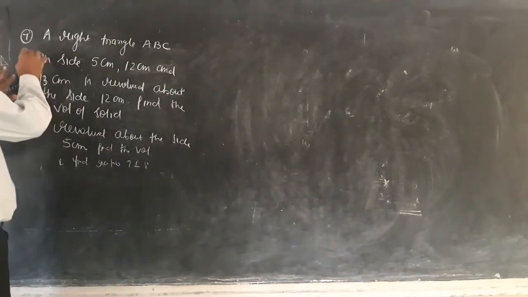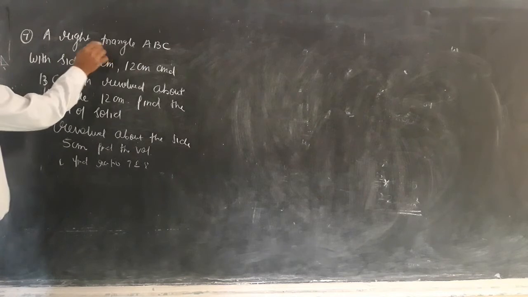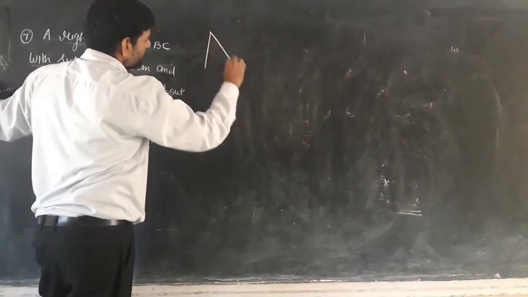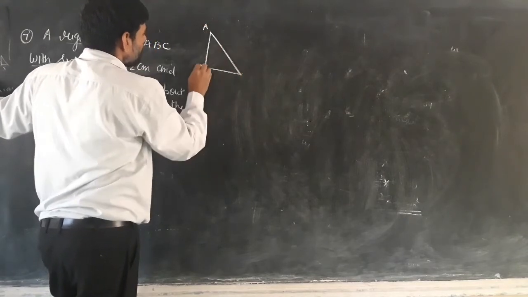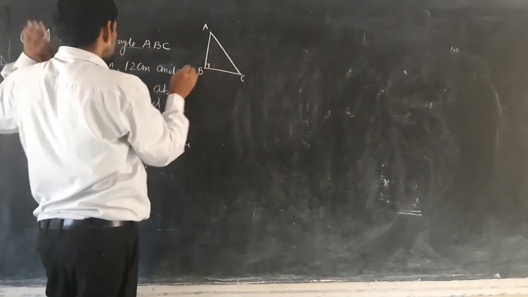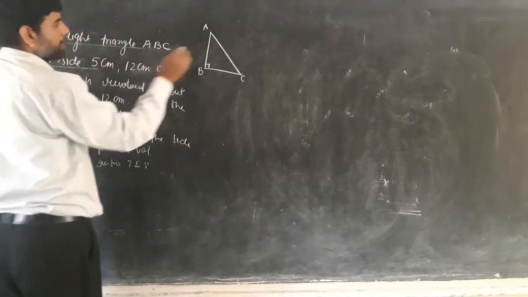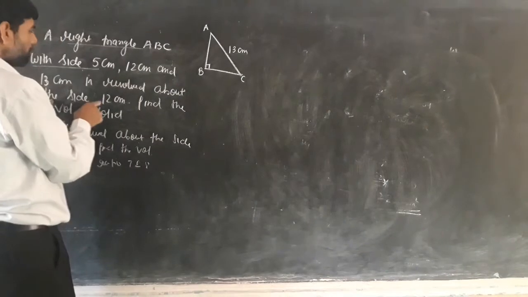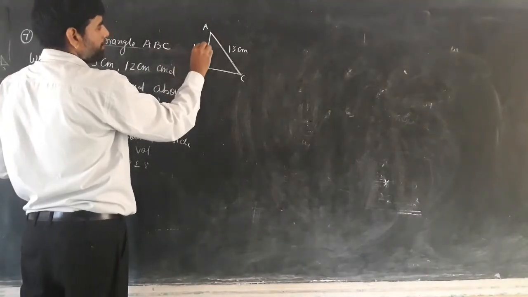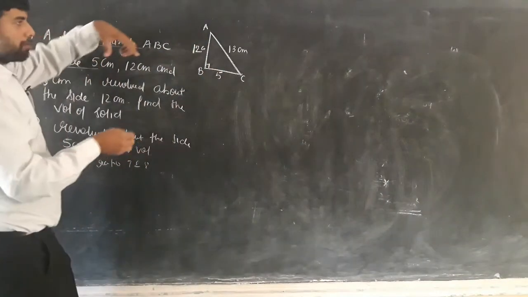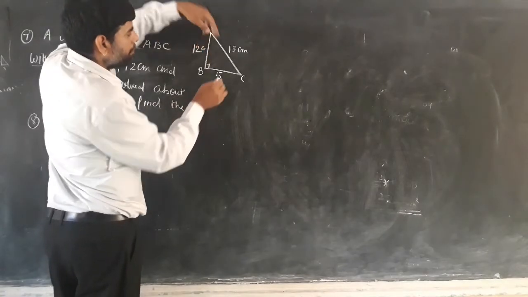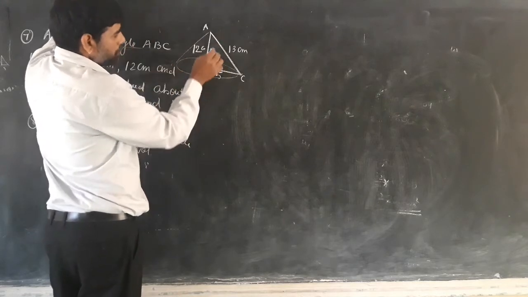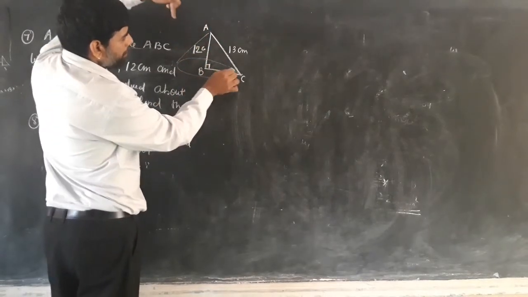Question number 7 is given: a right triangle ABC with sides 5 centimeter. First we draw a right angle triangle ABC. The sides are 5, 12 and 13. The hypotenuse, the longest side, is 13 centimeter, and we revolve it about the side 12 centimeter. Radius is 5. This is the right angle. If I revolve it, a cone of this kind will be formed. Okay, if you rotate the right angle, what will remain?